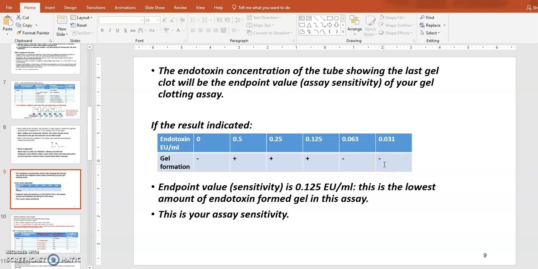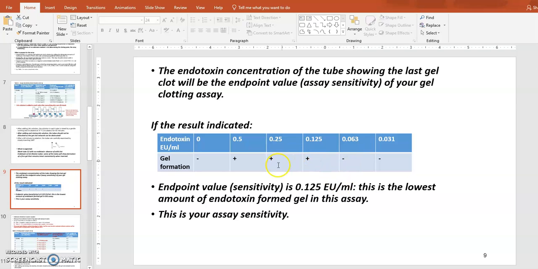Then what does that mean? It means the LAL solution you added was able to form the coagulation up to the third tube, which had the concentration of 0.125 EU per mL, right? So that's the amount of endotoxin your LAL solution can detect and form coagulation. However, if the endotoxin quantity is less than that, maybe 0.065, then the coagulation doesn't happen because LAL is not sensitive enough.